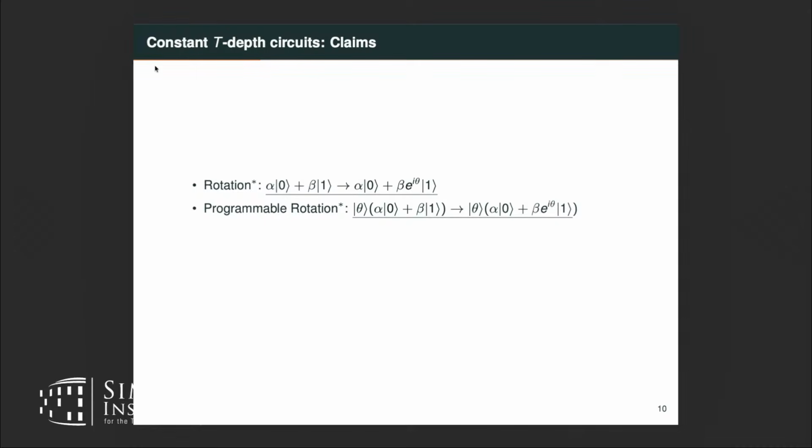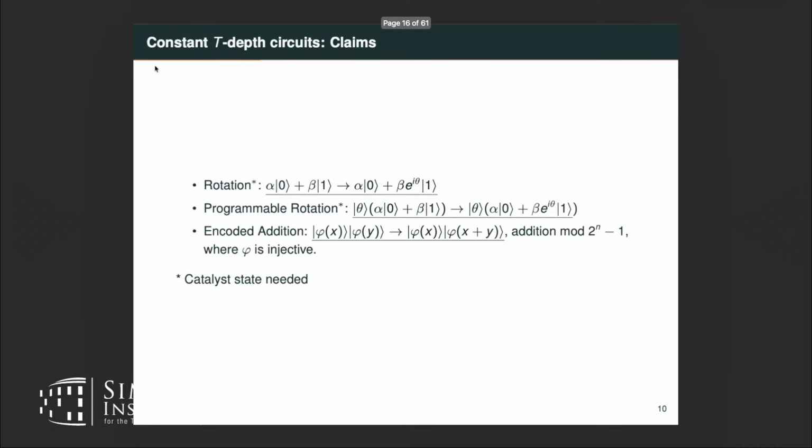Another thing that you may consider is addition. You're given two integers and you want to add them. If you just add them over Z, this is not reversible, so you want to do modular addition. And the claim is that all of this can be done in constant T-depth. That's really the main part of this talk.